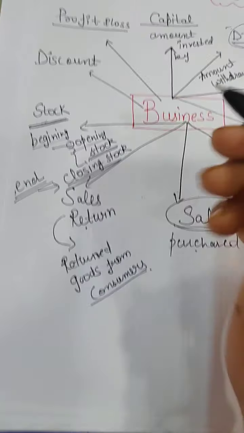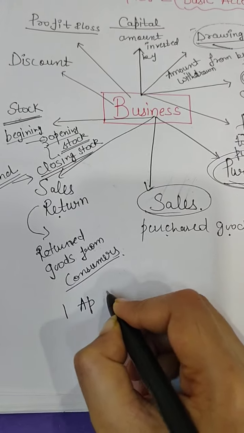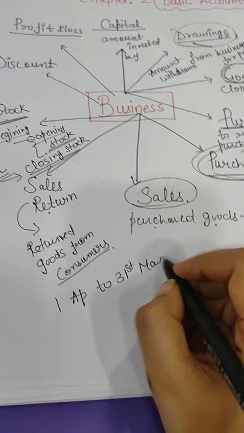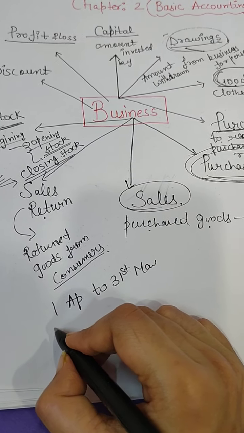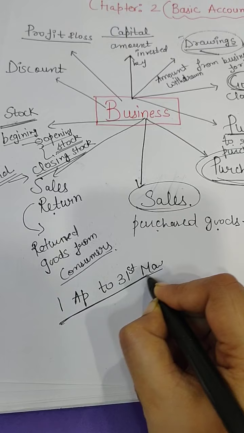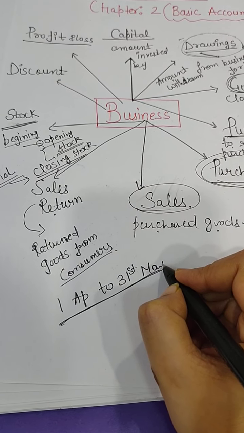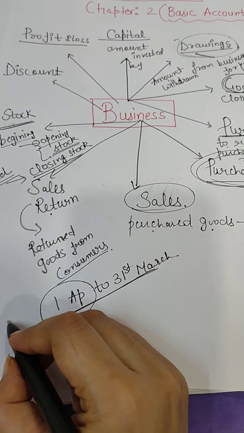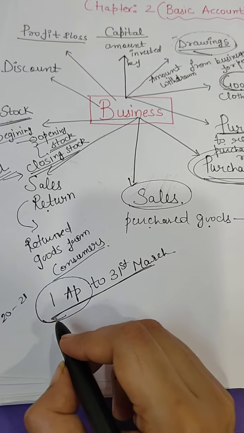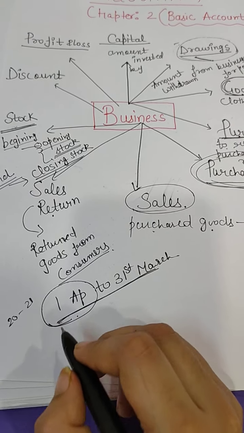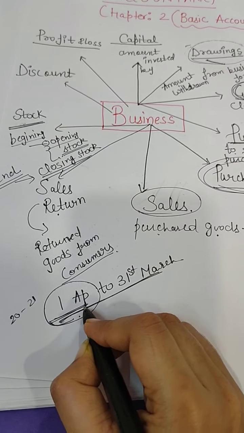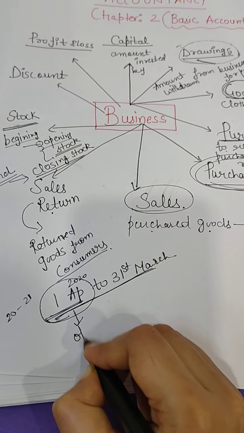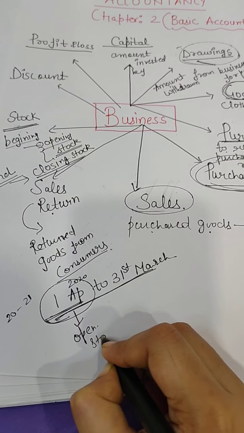Suppose our financial year is 1st April to 31st March. 99% of businesses have the financial year as 1st April to 31st March. So which stock I am taking here, session 2021. The material the business is having on the day of 1st April 2020, that material amount will come under opening stock.